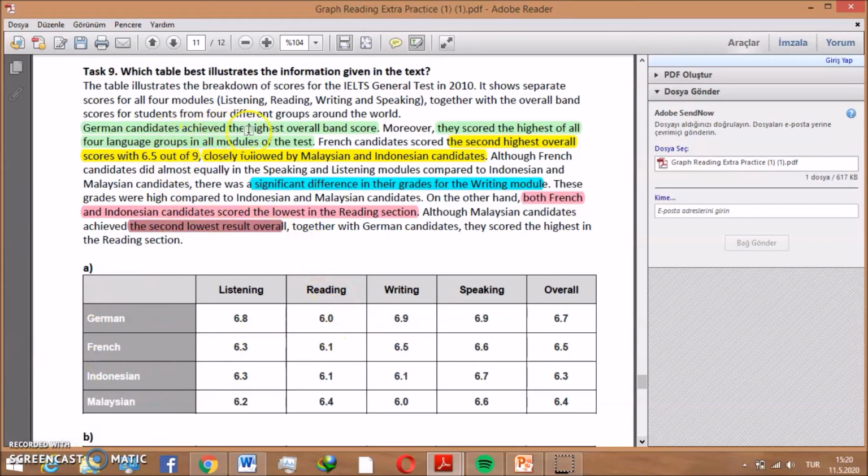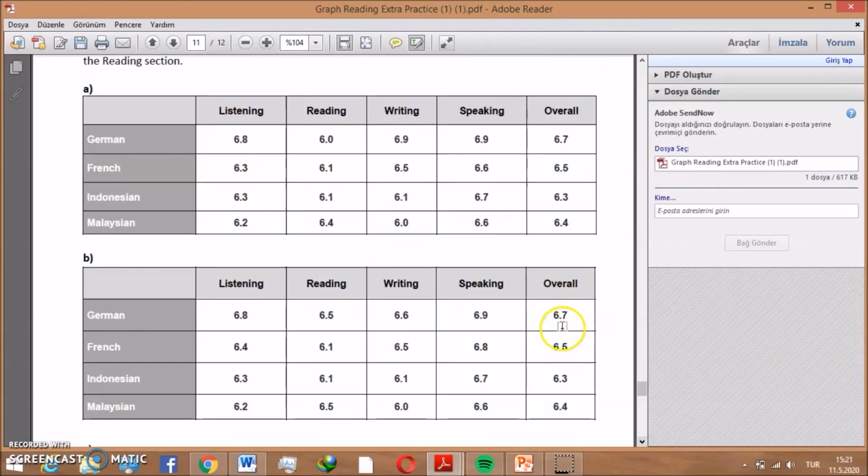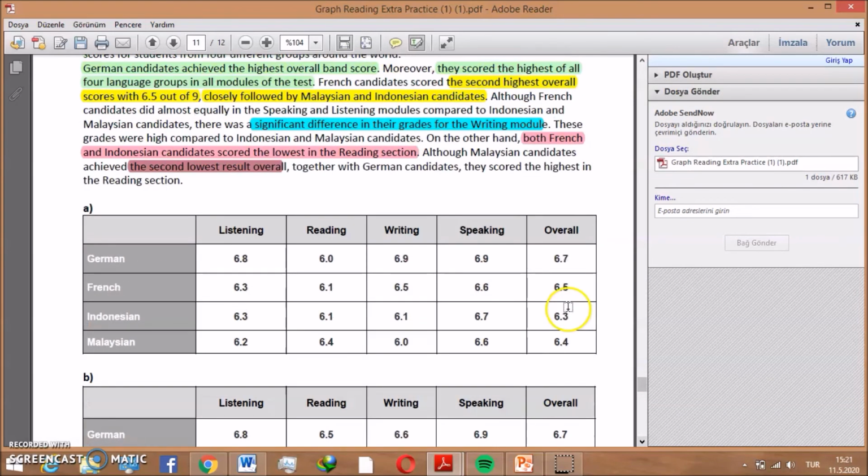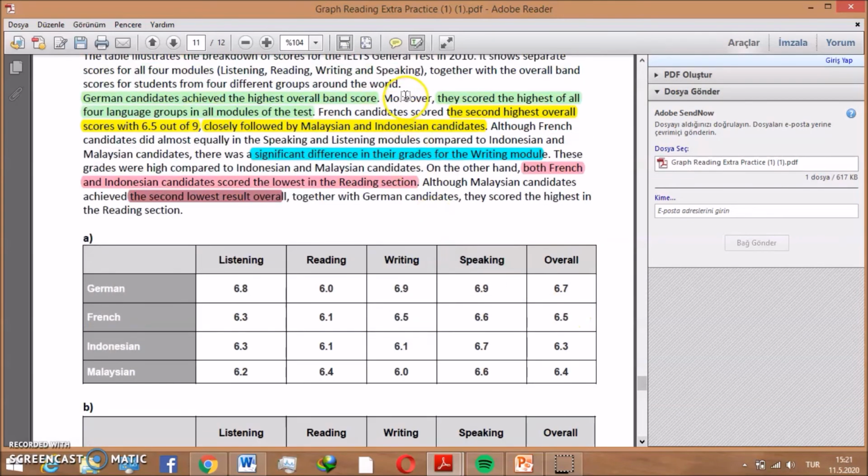German candidates achieved the highest overall band score. So we need to check that first of all because there is a superlative here. So the German people should get the highest score. So this is highest here. It is highest here too. And it is highest here too. So that's okay. Moreover, they scored the highest of all 4 language groups in all modules of the test.